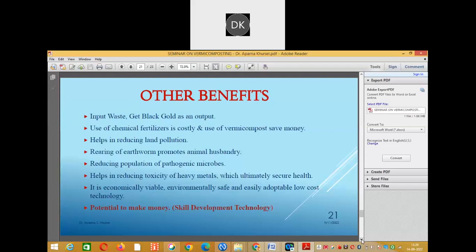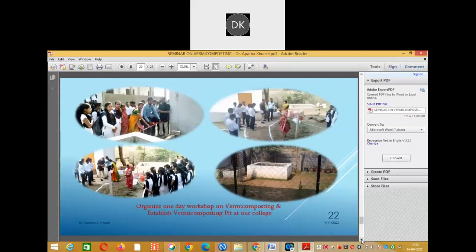It also reduces the population of pathogenic microorganisms and the toxicity of heavy metals, which ultimately secures health. So thus, the concluding remark here is that vermicompost is an economically viable, safe and very low cost technology. For that, we have established a vermicompost pit at our college and organized a 1 day workshop on vermicompost, so that we can promote our students to adopt this technology.